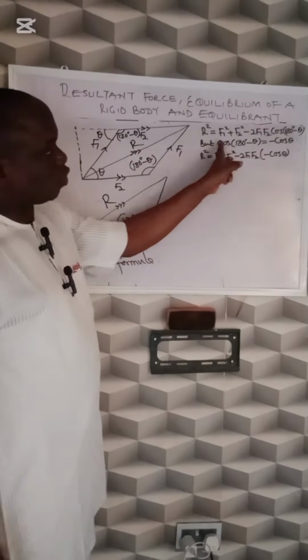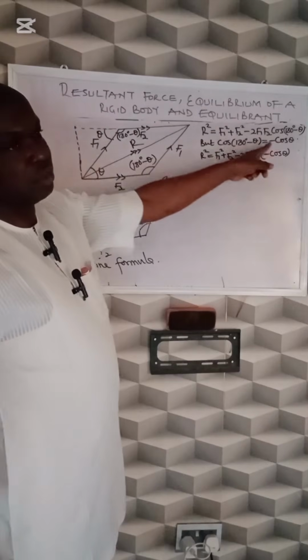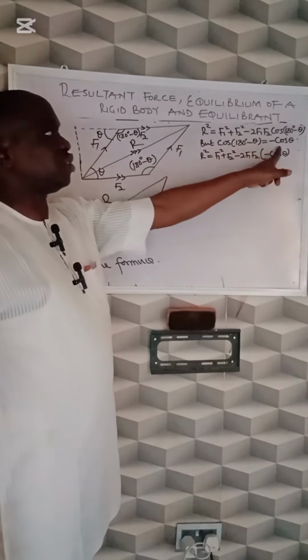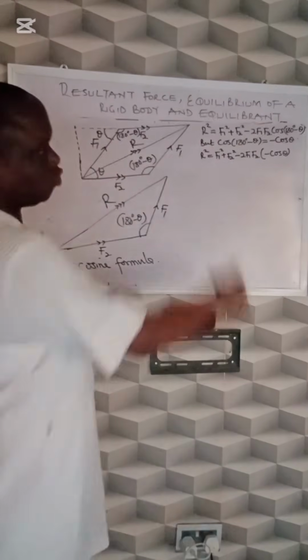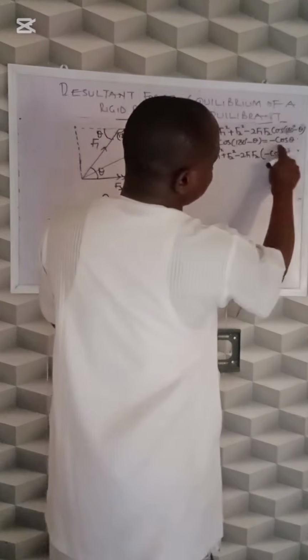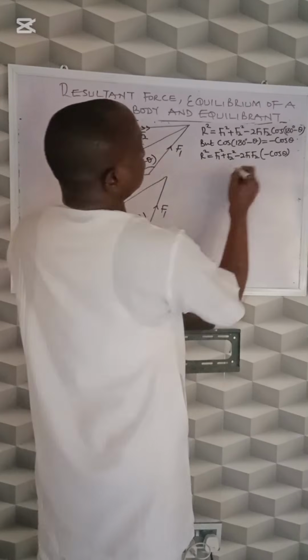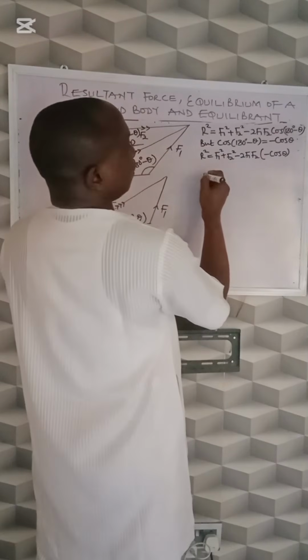So I want you to work this one out, viewers in the comment section, if you are able to get it. If you don't get it, then I have to work it out again for you. If you don't know this, cos 180 degrees minus theta is equal to minus cos theta. So this is what you have.